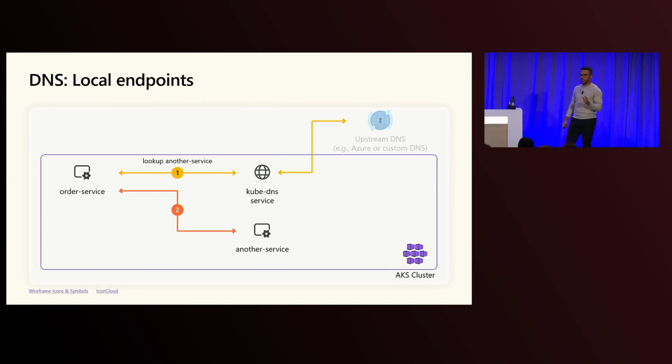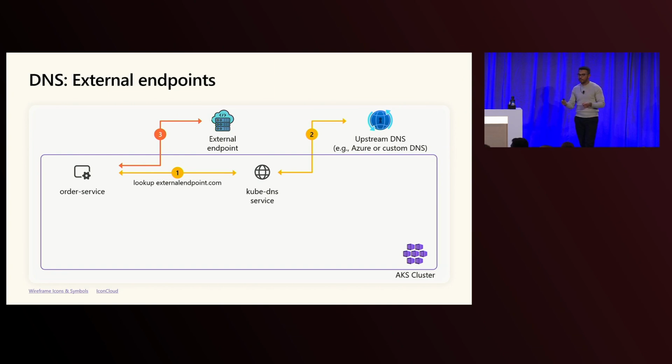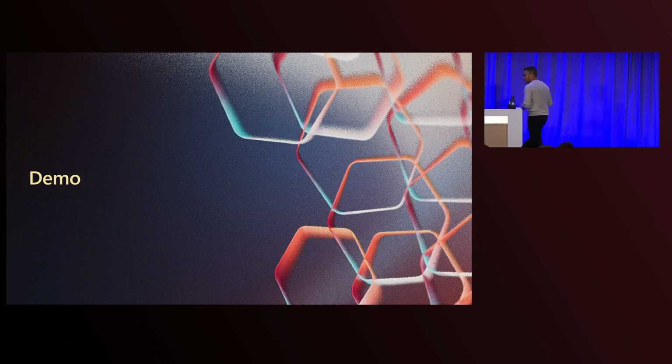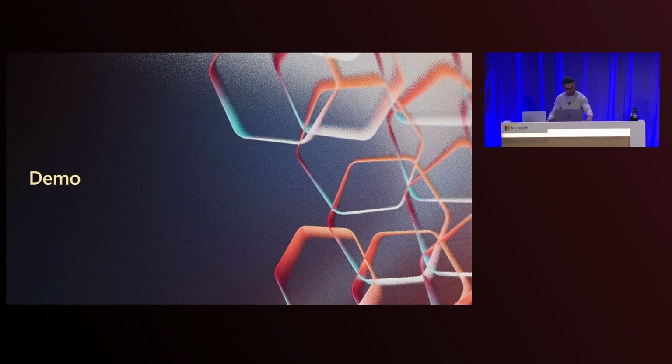The first one is when you are trying to resolve, for example, another service. This host name will be managed by the kubedns service, and you will be able to connect. But if you want to connect to an external endpoint, then the upstream DNS, which could be the Azure DNS or a custom DNS that you configure, will be involved. So let's try now the DNS demo.